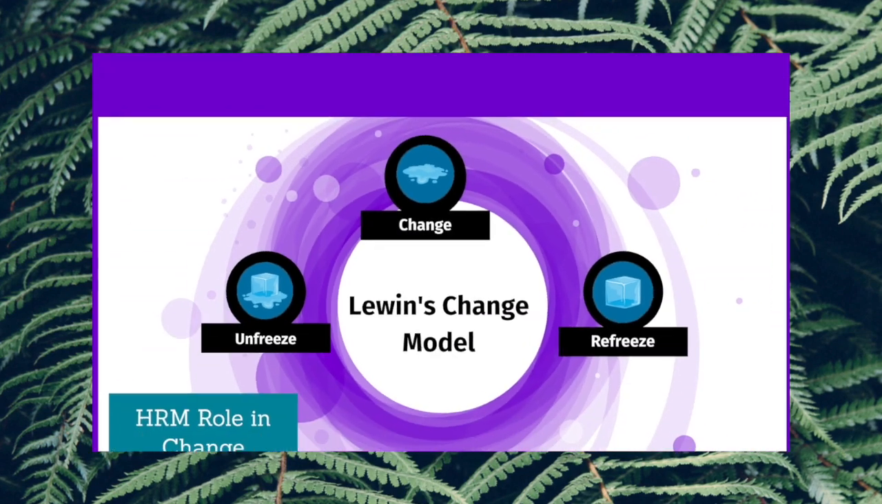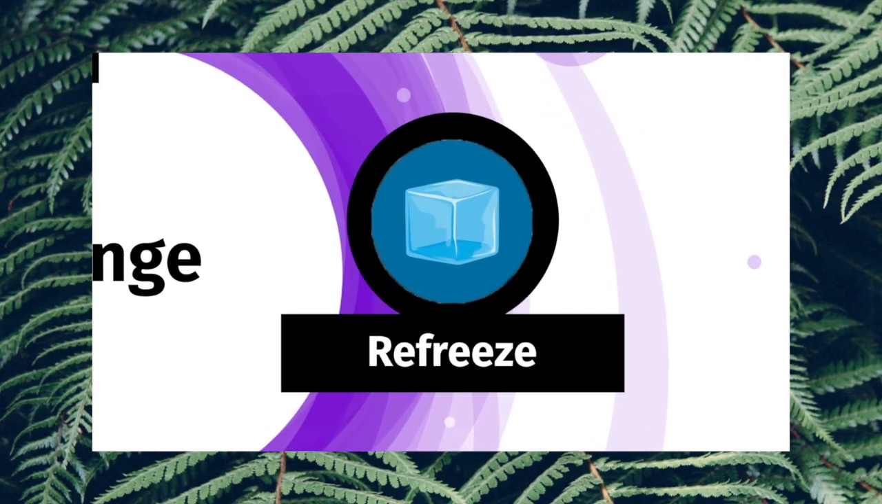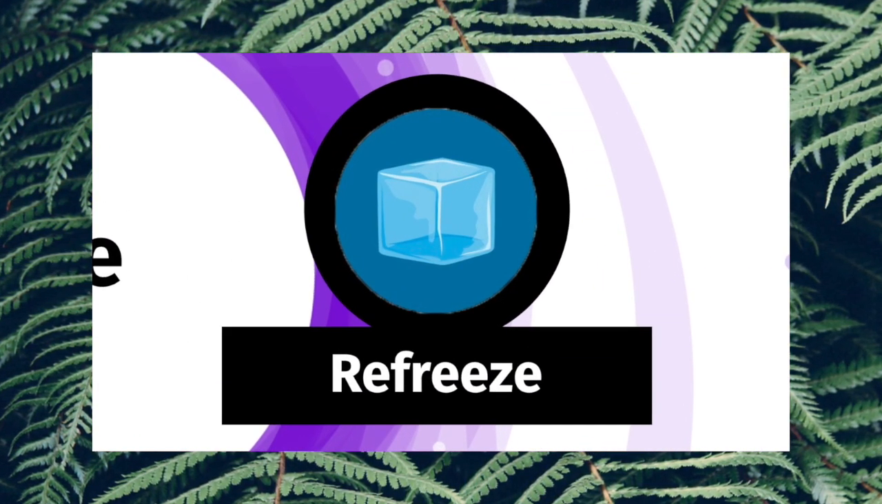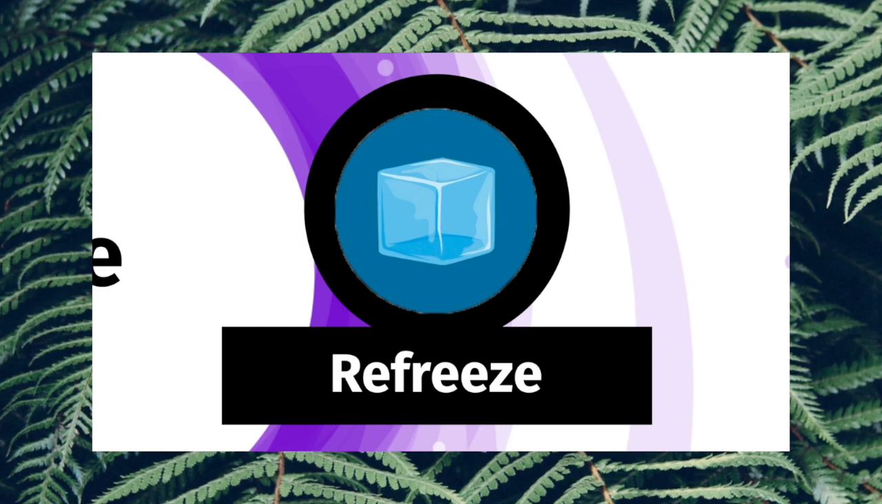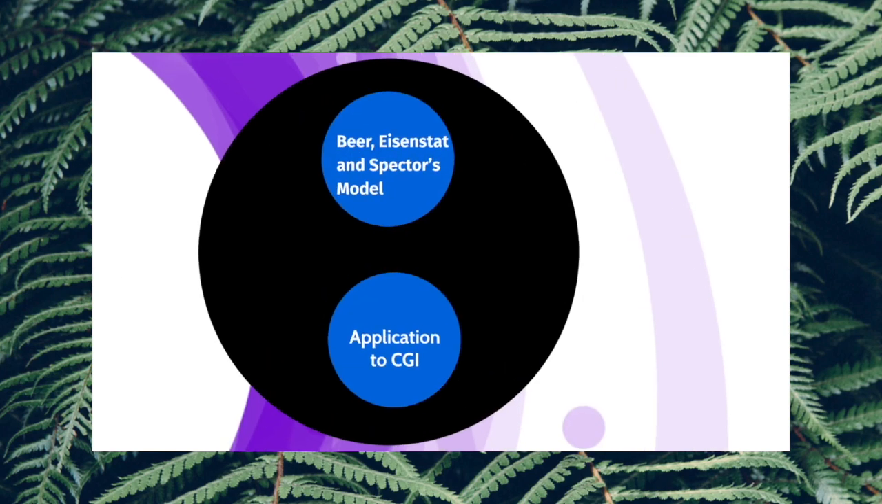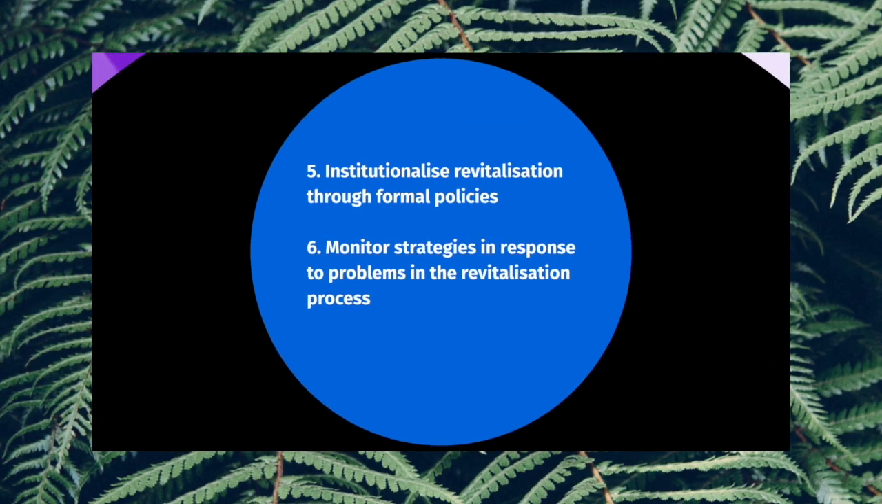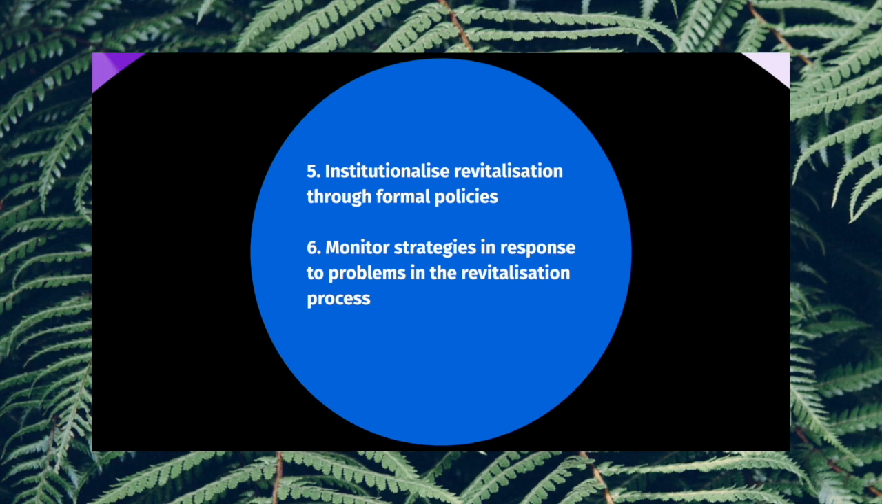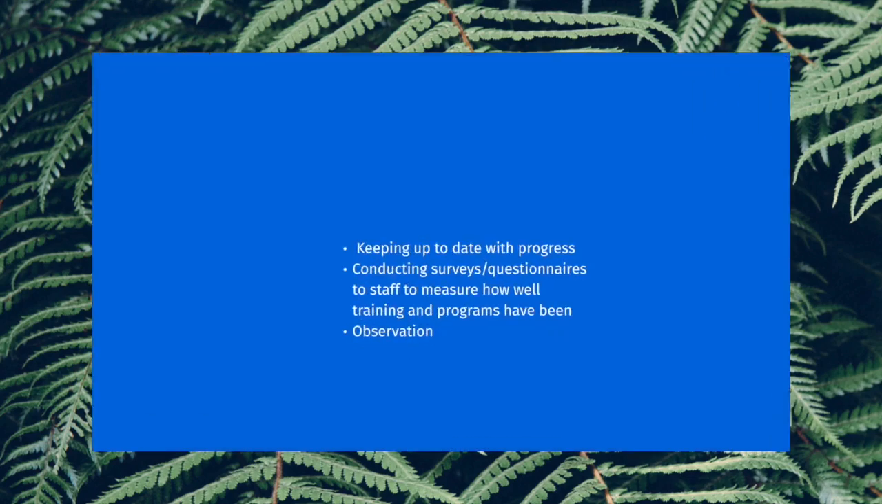Finally, the last stage of Lewin's model is refreezing, which will comprise measuring training to see how well employees think these programs were effective or not. This is once again linked to steps 5 and 6 of Beer's model by institutionalizing revitalization through systems and monitoring strategies in response to problems in the revitalization process.